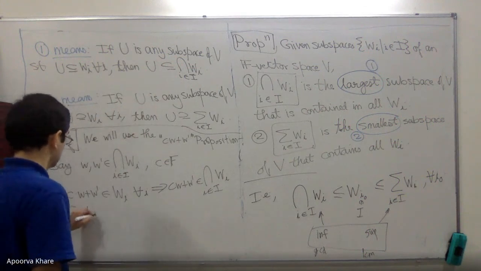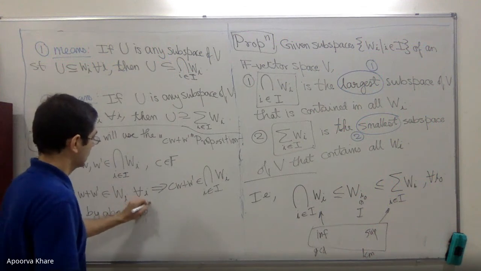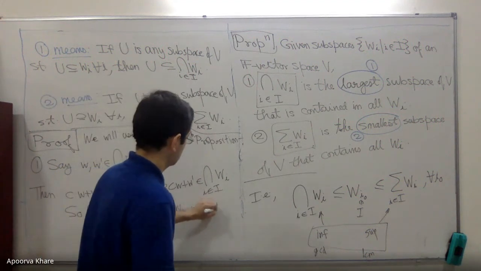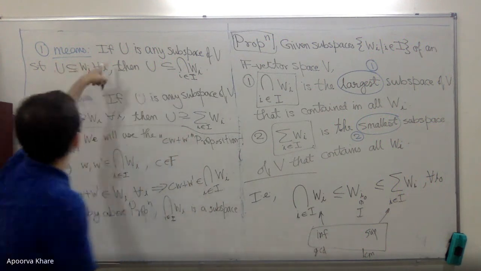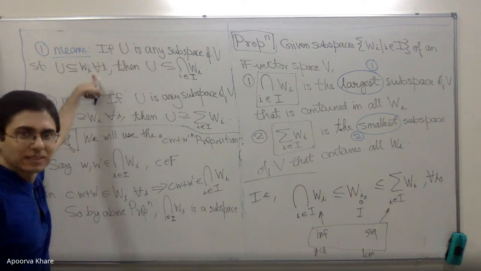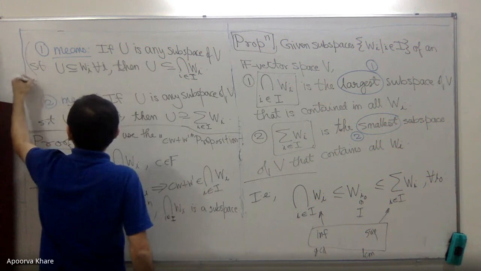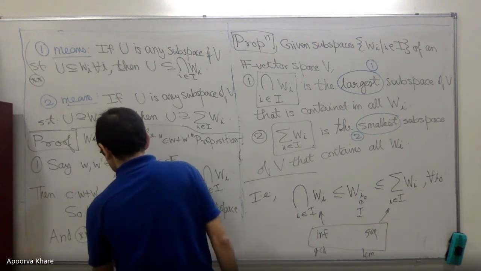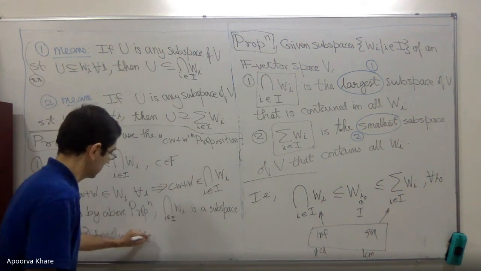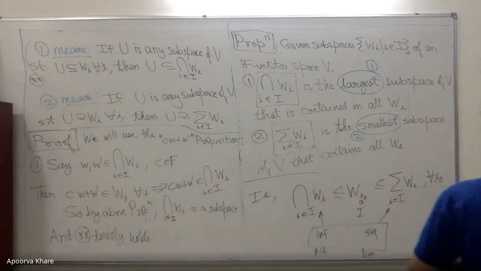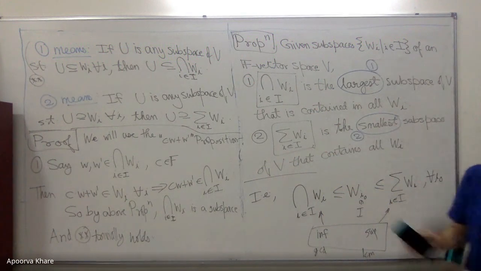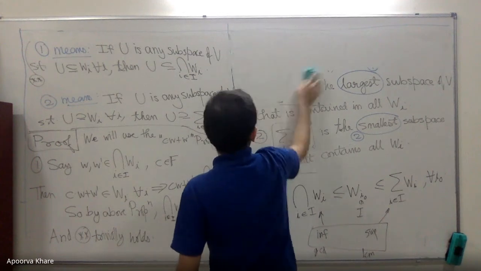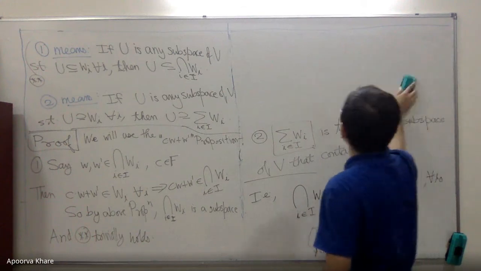So by the above proposition, the intersection of the Wi is a subspace. And then this part is almost trivial. If U is any subspace such that U is contained in every Wi, then by set theory U is contained in the intersection. This ends the proof of part 1, and part 1 is obvious. It is a subspace and it is indeed the largest subspace in that sense. Part 2 is slightly trickier just because of the notation. The concepts are not hard at all. So first of all, again, how do you say it's a subspace?